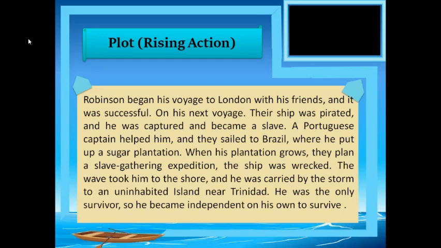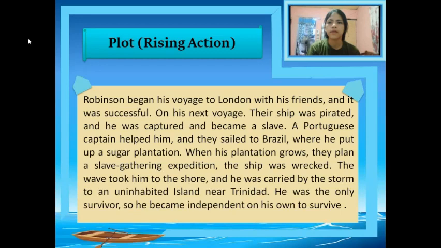And this is the rising action. At the age of 19, on September 1, 1651, Robinson Crusoe had his first voyage to London with his friend without the consent of his parents.